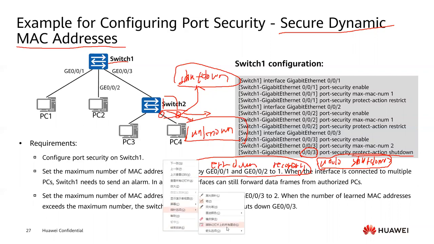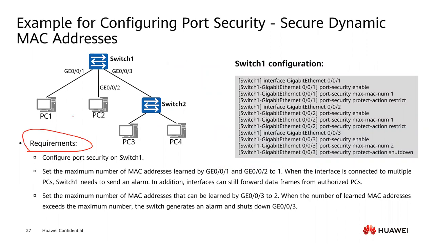And let's look at what we will do about this scenario. The first requirement is we need to configure the port security on switch one, and we will set a maximum number of MAC addresses learned by this port and this port. It means for PC1 and PC2, we will set the maximum number to one. Once the interface is connected to multiple PCs, the switch will need to send an alarm. And I think you should know that by default, it will send an alarm. In addition, the interface can still forward data frames from authorized PCs. It means you should not set the protect action to shutdown or protect it.